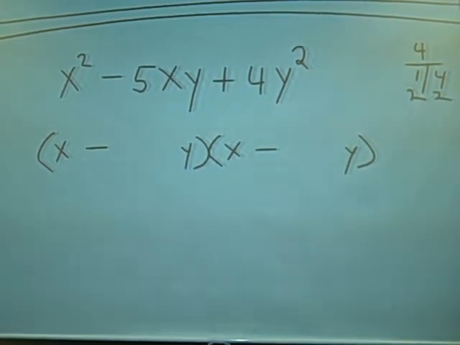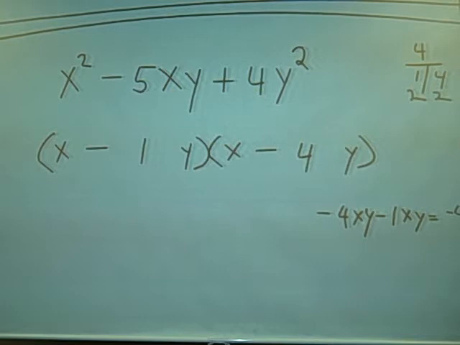1 and 4. So you see how doing it this way narrows down your possibilities and your trial and error. Well, let's check it. We've got a minus 4xy and a minus 1xy. That gives us a minus 5xy, and that's what we need, and it checks. Okay? Questions with that? Bring this a little closer together.